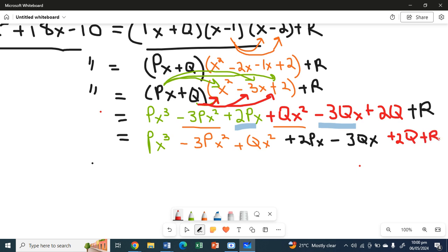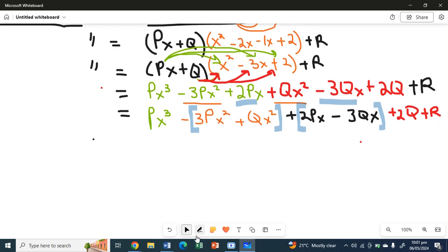Now, as I said, in the second step, we need to put our left-hand side in the format of a normal polynomial. Then we need to equate the coefficients. By equating the coefficients, we'll be able to find the values of p, q, and r. So what has to happen first before we can do any equating of the coefficients? We need to do some factorization. So here we have these two terms, 3px squared and qx squared, and we've also got 2px minus 3qx. We need to factorize them.